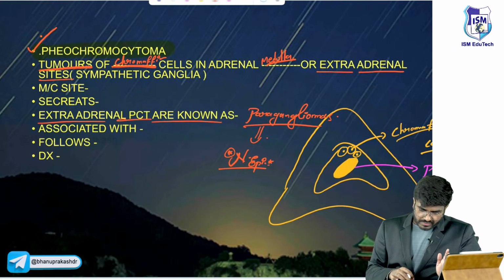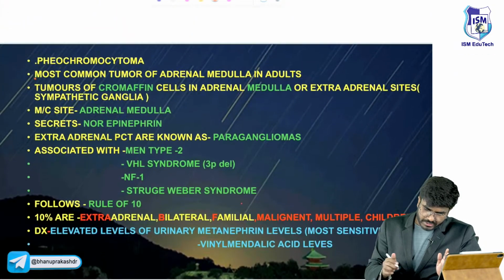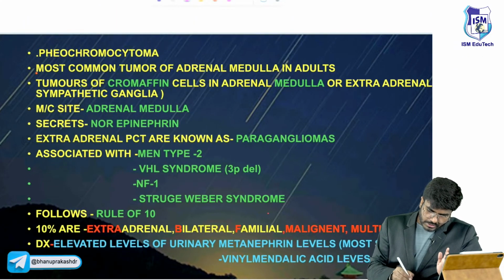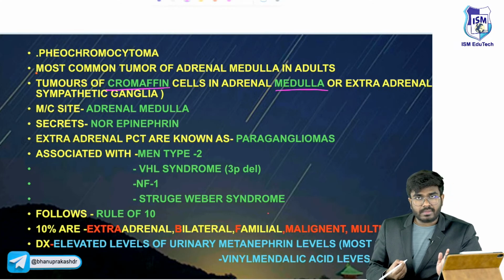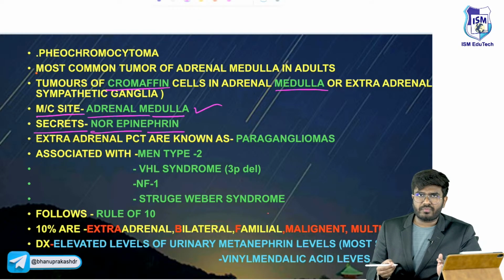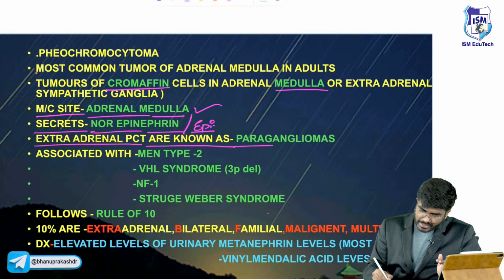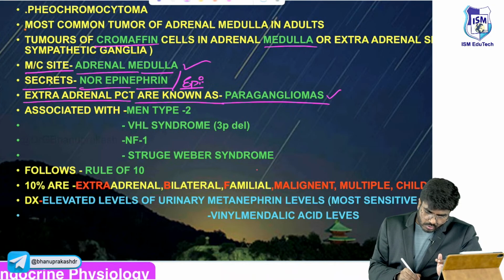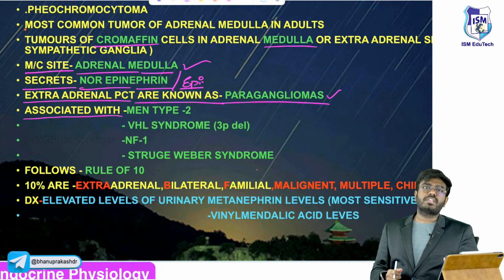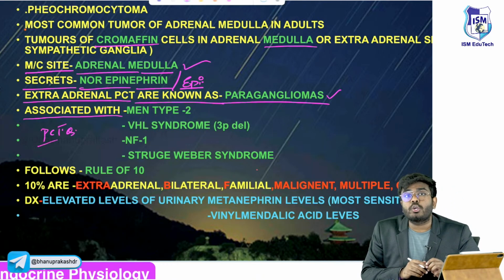After this, I should teach you some other extra points. Look here, one by one. It's a tumor of chromaffin cells in the medulla. What is the most common site? Yes, the adrenal medulla is the most common site. What will they secrete? Norepinephrine, also epinephrine, true. Extra-adrenal pheochromocytomas are called paragangliomas, as I just discussed. Now, MCQ: the pheochromocytomas are associated with which syndrome?